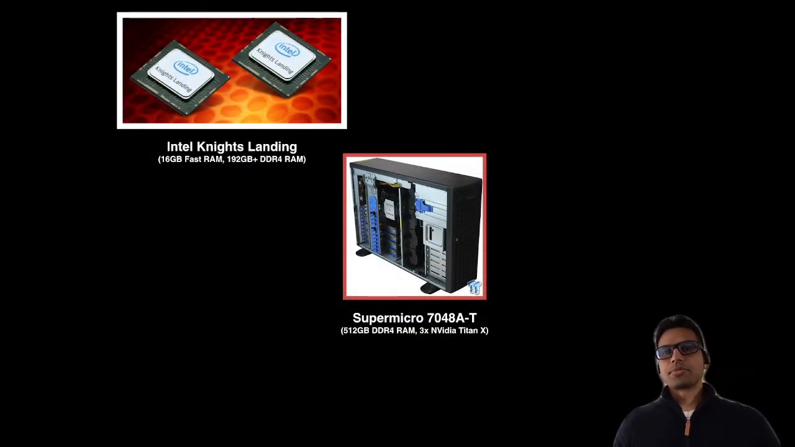Also, compute platforms these days are becoming increasingly heterogeneous. So two examples are shown here, which is a computer fitted with multiple GPUs, or the Intel Knights Landing framework that has a 16 GB fast RAM and a slightly slower RAM with over 192 gigabytes of RAM.